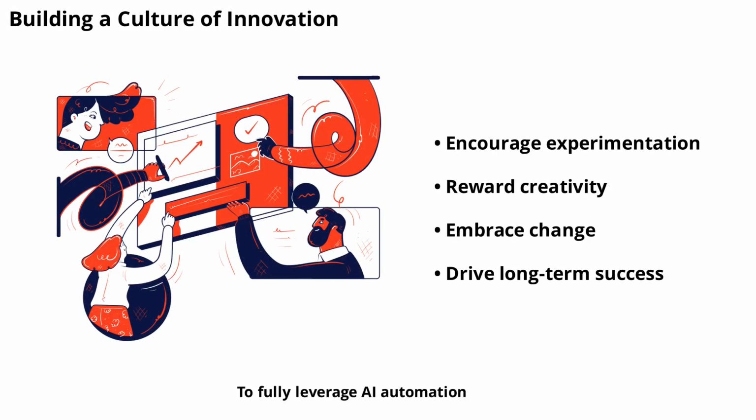To fully leverage AI automation, foster a culture of innovation within your organization. Encourage employees to experiment with new tools and share their ideas for process improvement. Recognize and reward creative problem-solving. A culture that embraces change will adapt more easily to automation and drive long-term success.